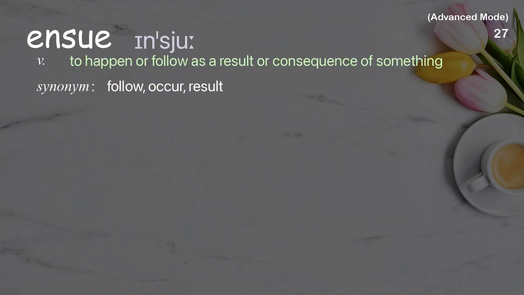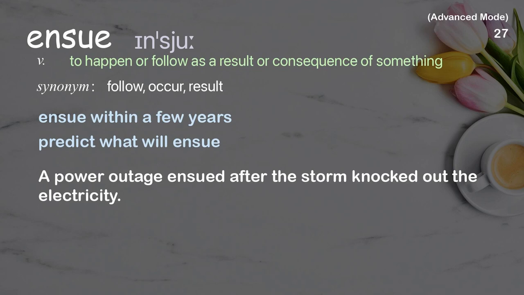Ensue: to happen or follow as a result or consequence of something. Examples: ensue within a few years, predict what will ensue. A power outage ensued after the storm knocked out the electricity.